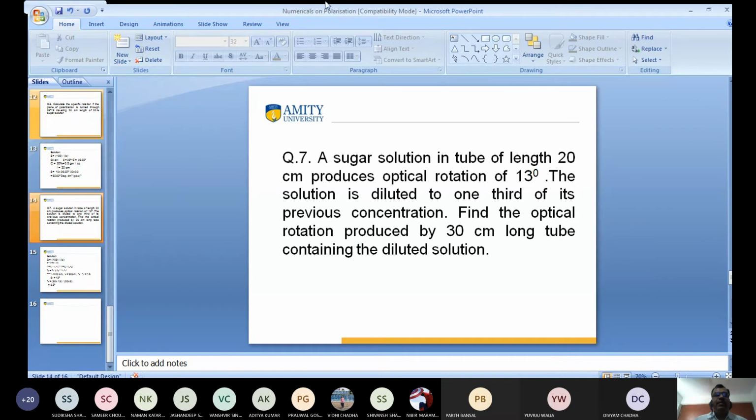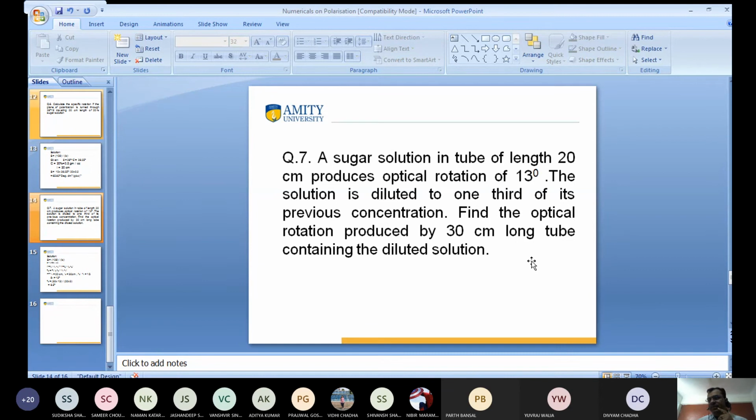Next question: a sugar solution of length 20 centimeter produces optical rotation of 30 degree. The solution is diluted to 1/3 of its previous concentration. Find the optical rotation produced by 30 centimeter long tube containing the diluted solution. There are two solutions. One is 20 centimeter length, 30 degrees rotation. Another is 30 centimeter long. Find the optical rotation for the second case.